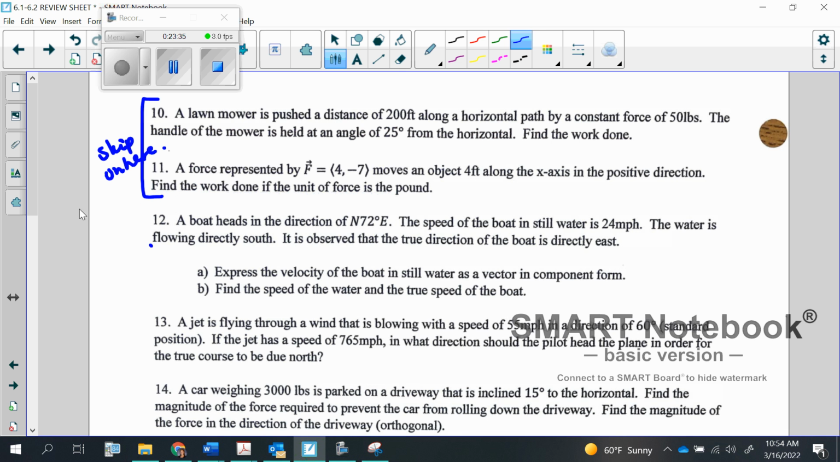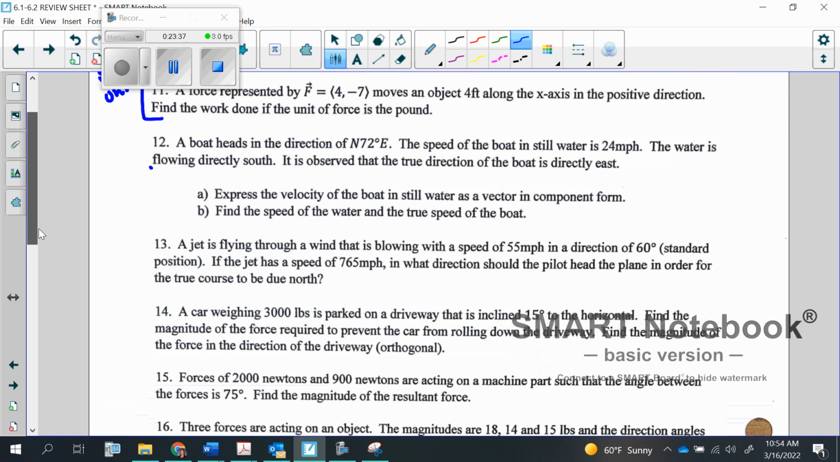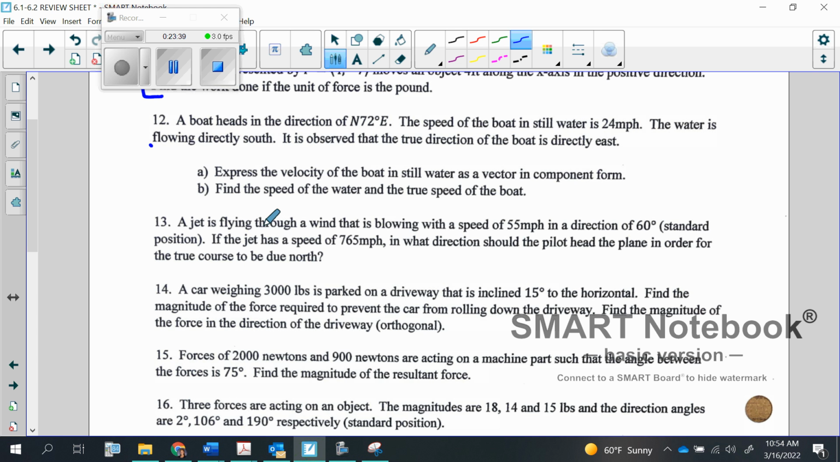Okay, so let's go forward to number 12. So 12 says a boat heads in the direction of north 72 degrees east. The speed of the boat in still water is 24 miles per hour. The water is flowing directly south. It is observed that the true direction of the boat is directly east.